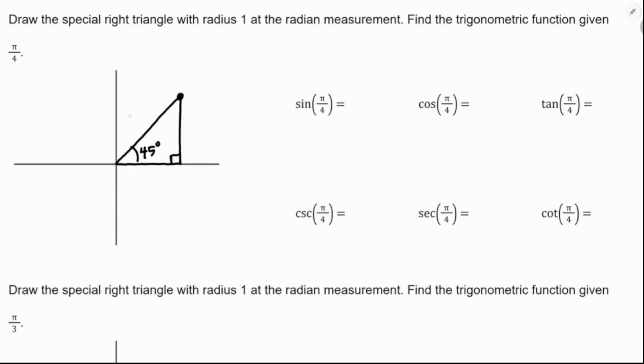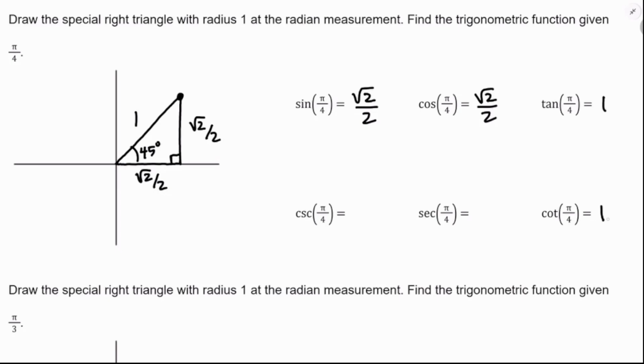Our reference triangle always has hypotenuse 1, 45, 45, 90. The template is 1, root 2 over 2, and root 2 over 2. So, sine being opposite over hypotenuse, is root 2 over 2 over 1. Cosine of pi over 4 is also going to be root 2 over 2 divided by 1. Tangent of pi over 4, that's the opposite divided by the adjacent. They're the same, so something divided by itself is going to be 1.